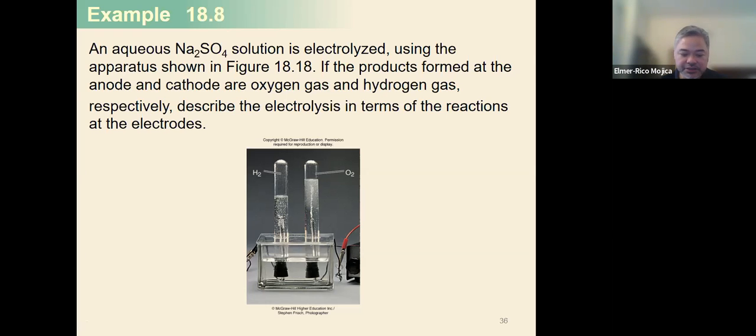Okay. So what do we need to look at this one? So you have sodium sulfate. Now, you can ask yourself, does the sodium sulfate hydrolyze? From your exam 3 topics, does sodium sulfate hydrolyze, yes or no?